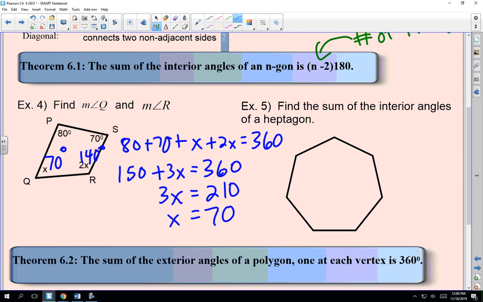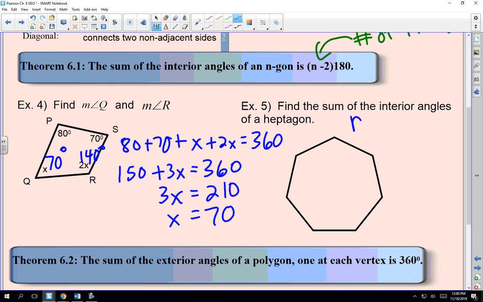It says find the sum of the interior angles of a heptagon. How would you do that? Oh, you don't have that picture. Okay, don't draw it. Just know that a heptagon has how many sides? You can try to draw it. It's hard to draw a heptagon. Anything over hexagon is hard.